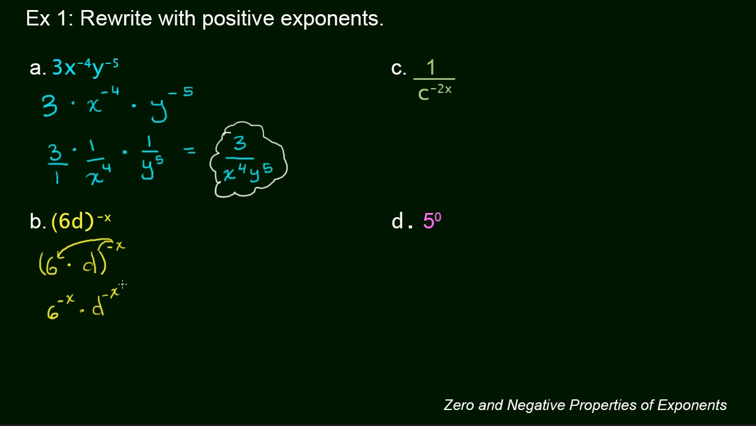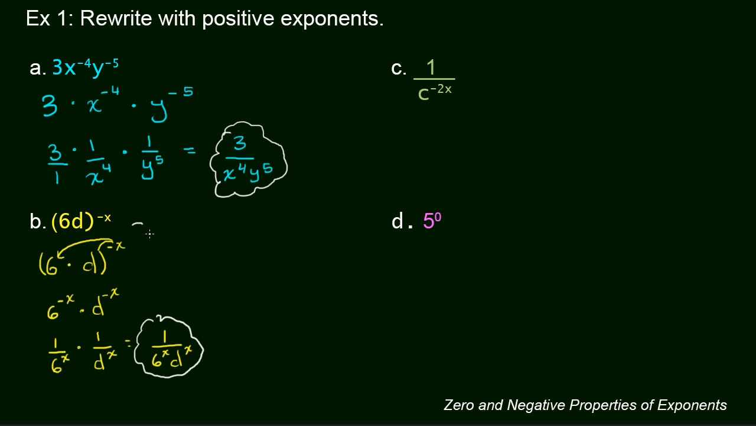Because my exponents are negative in both of these, I am going to take the reciprocal. So I'm going to flip 6, which ends up being 1 over 6 to the power of x. Take the reciprocal of d to the negative x, which becomes 1 over d to the positive x. And then combine. So 1 times 1 is 1, over 6 to the power of x times d to the power of x, which is just going to be 6 to the power of x, d to the power of x.